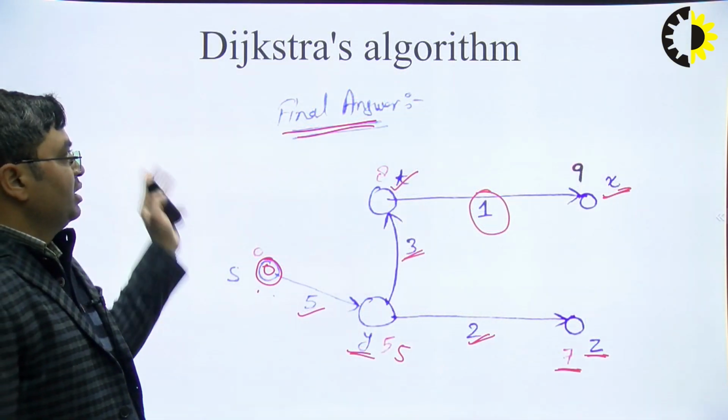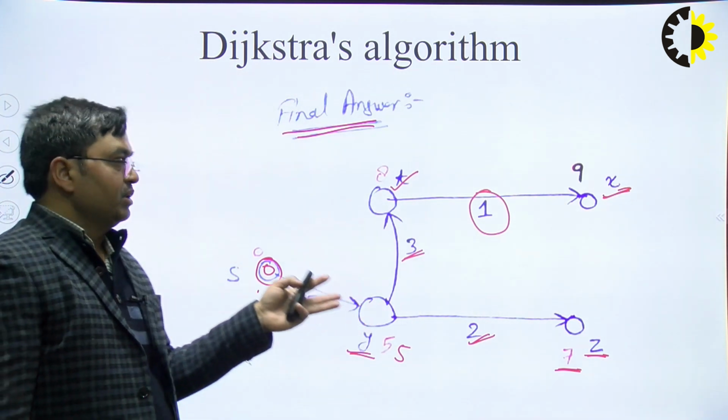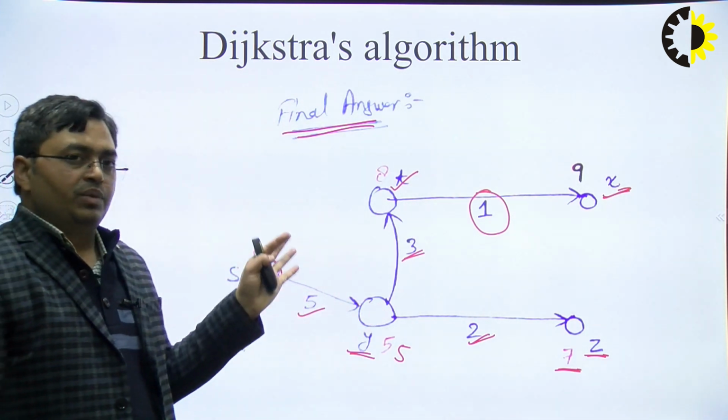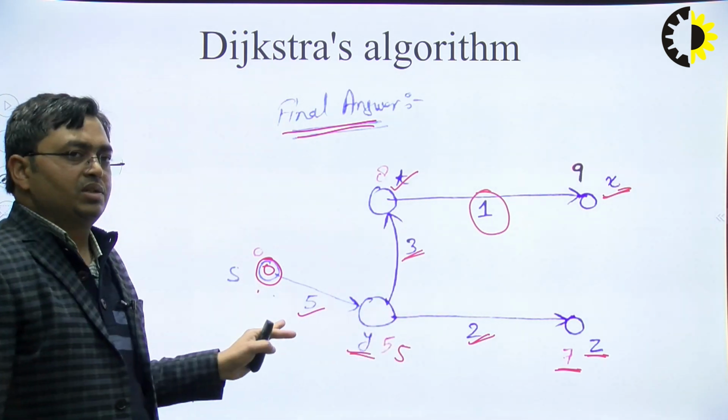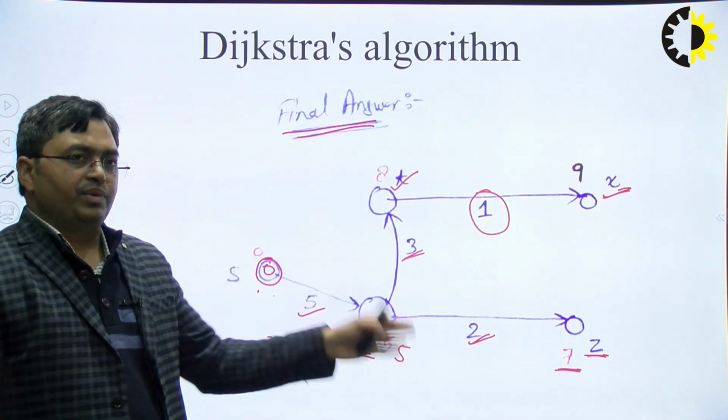So, this is the discussed algorithm, which gives the shortest path to each vertex present in the graph from a single source with minimum value.